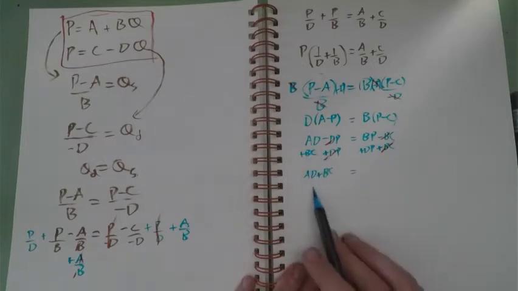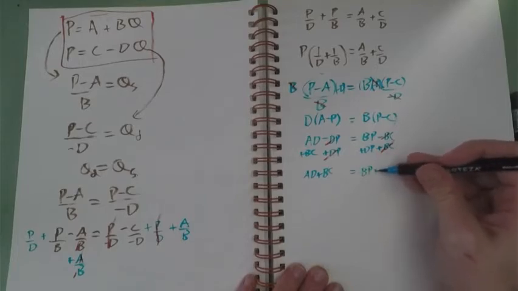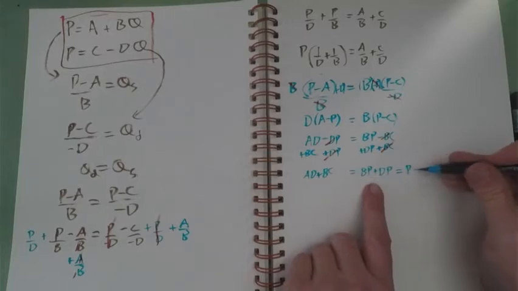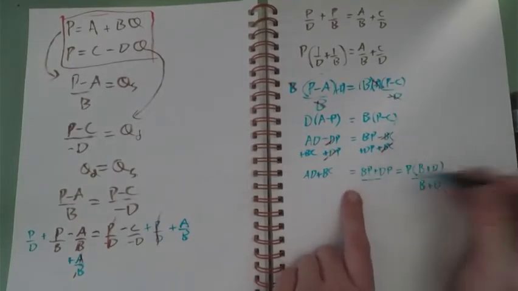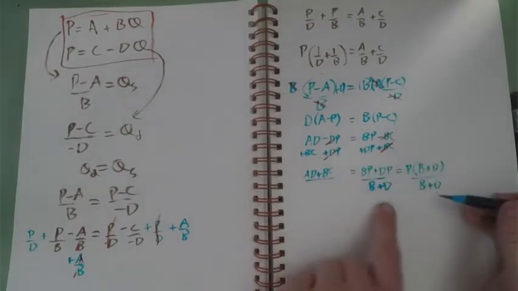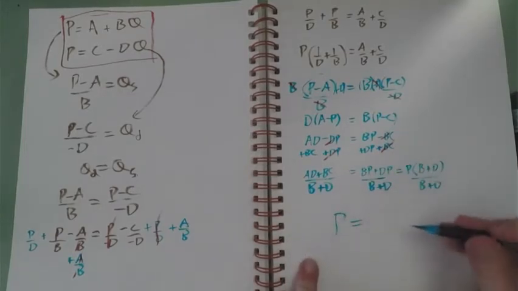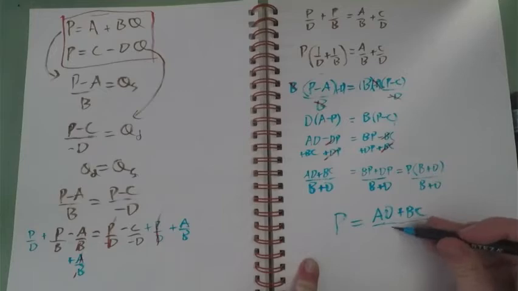All right, AD plus BC. No mistakes there. BP plus DP. That's good. And this, I'm going to take a step further. This is the same as P times B plus D. And then I can divide. These two terms are the same. So if I'm dividing by B plus D on this, I've got to do it here also. And now finally, I've got P equals AD plus BC all over B plus D.